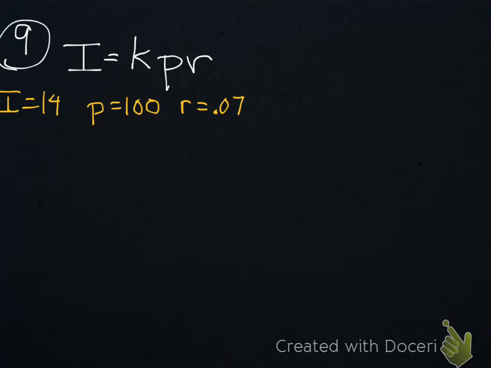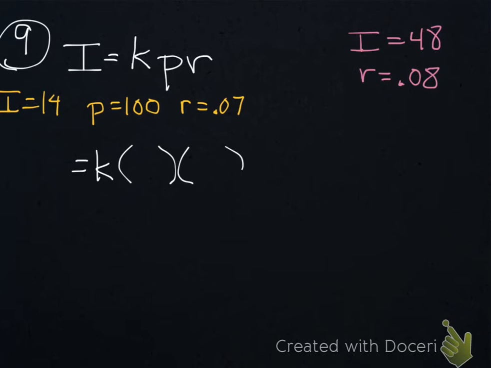Okay, so I'm going to use that to find K. What's my second set of criteria? I is 48 when R is 0.08, and we will use that to find P. So first step is to find the K. So I'm going to have to multiply P times R and plug in my I. I is 14, P is 100, R is 0.07.